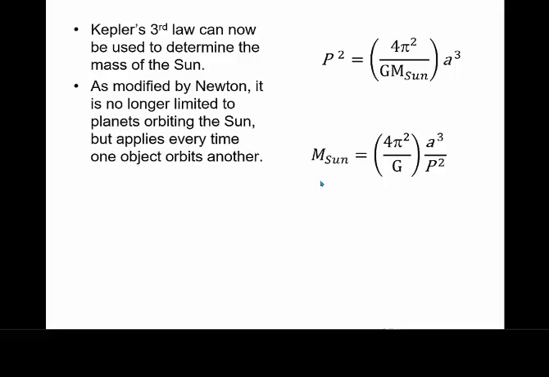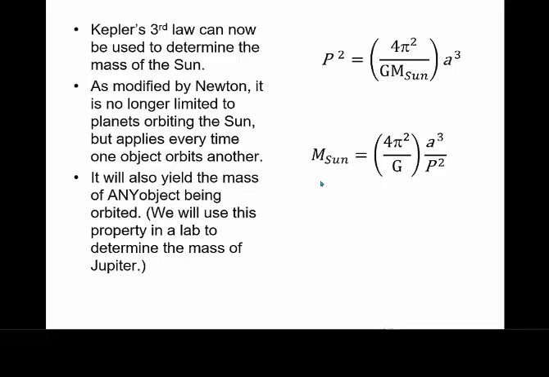But as modified by Newton, we're not limited to planets orbiting the sun anymore. We can also use it for something like planets orbiting another star or moons orbiting a planet and situations like that. And if I can get the software to work for you at home, we'll use this in a lab to figure out the mass of Jupiter. I'm not positive I'll be able to do that because the software only works on Windows computers, but we'll see if we can anyway. But the mass of any orbited thing is equal to the same 4 pi squared over G, but then you study the a cubed for the things orbiting and the p squared for the things orbiting and figure it all out that way.